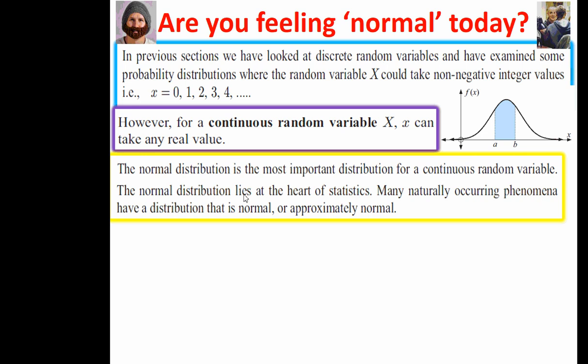The normal distribution lies at the heart of statistics. Many naturally occurring phenomena have a distribution that is normal or approximately normal, such as heights of people, lengths of centipedes, heights of trees. For the majority of them, the mean would be situated at the center.